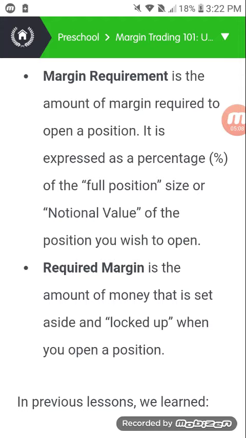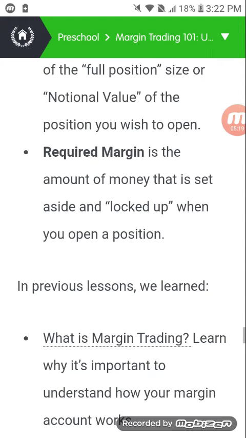Okay, margin requirement is the percentage of that full position size, or the notional value of the position that you wish to open. And the required margin is the amount of money that is set aside or locked up when you open that position.